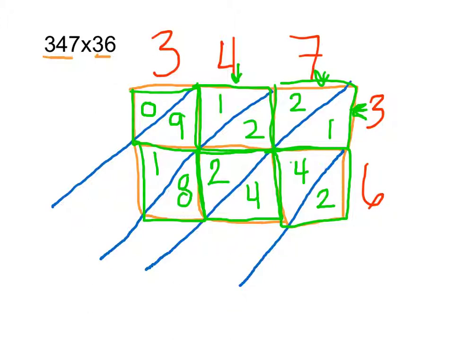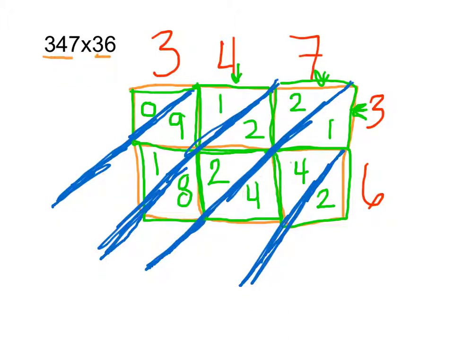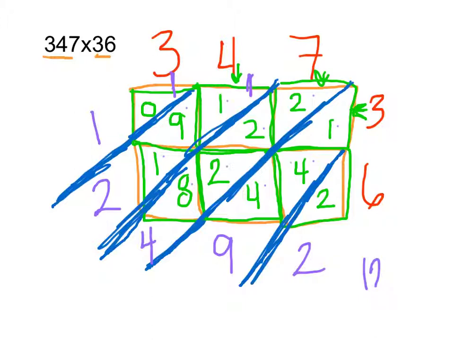Now that you did all your multiplying, you're going to add up the different diagonal columns. You have 2 plus nothing, which is 2. 1 plus 4, which is going to be 9. 2 plus 2 plus 2 plus 8 is 14. You put your 4 down and carry your 1. 1 plus 1 plus 9 plus 1 is going to be 12. Put your 2 down and carry your 1. 1 plus 0 is 1. So your answer is going to be 12,492.